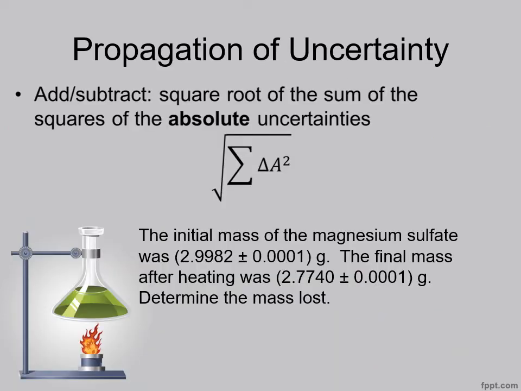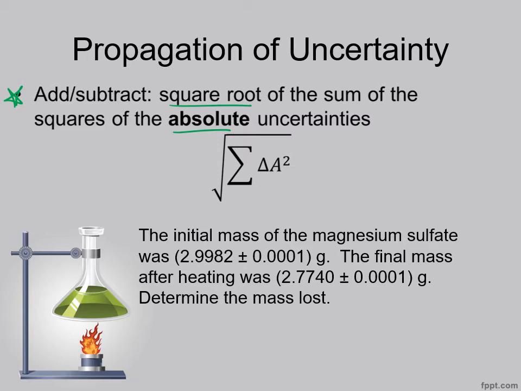So now we're going to add another layer of complexity to our uncertainties. Just like we had rules for sig figs when we did calculations, we're going to have some rules for uncertainty when we do our calculations. When we add and subtract, we're going to find the square root of the sum of the squares of the absolute uncertainties. Nice shortcut, we can also just add the absolute uncertainties and call it close enough.